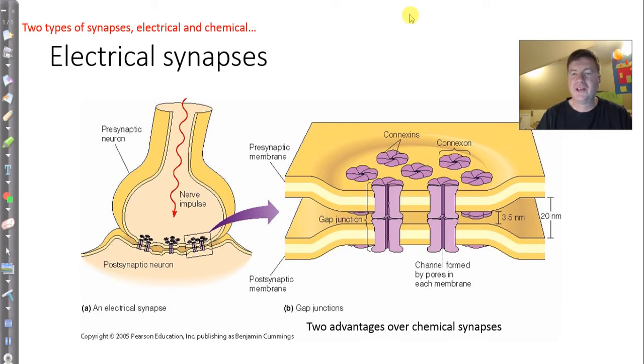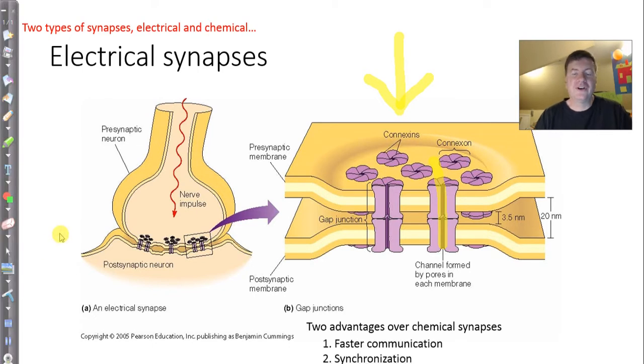In other words, if you imagine an impulse is coming this direction, and let me draw it on here for you, we need to pass the impulse from this side through these connexins to this side. We'll look at some advantages in a second, but the fact that these are really, really close together and a channel has been created for ions to pass through is going to give us certain advantages.